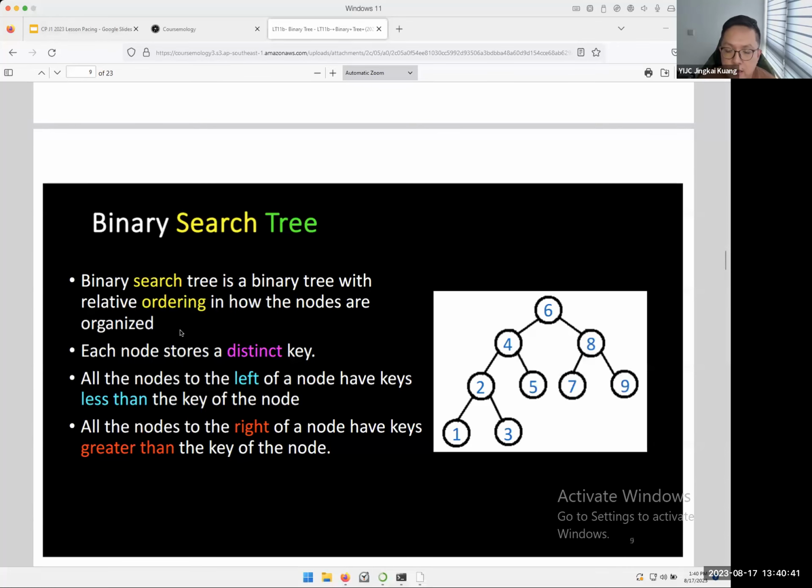All right, let's start. Okay, we are talking about binary tree. This is something new to you guys.